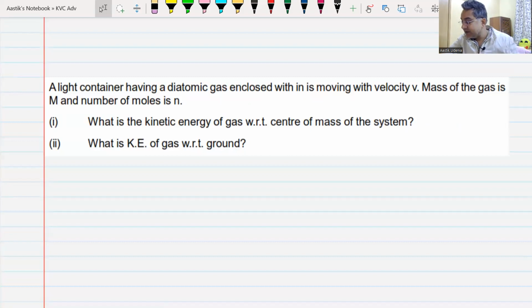A light container having a diatomic gas enclosed within is moving with a velocity v. Mass of the gas is capital M and the number of moles is N. There are two questions. Please give me the answer first.